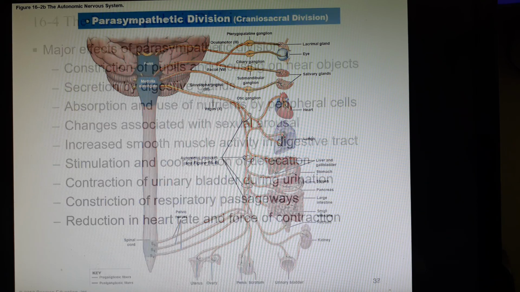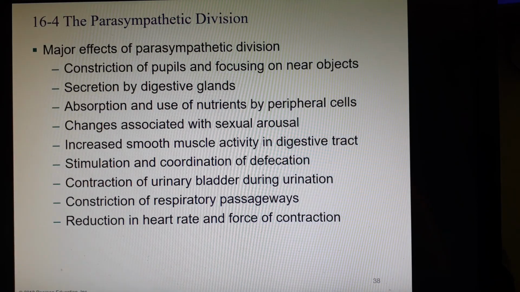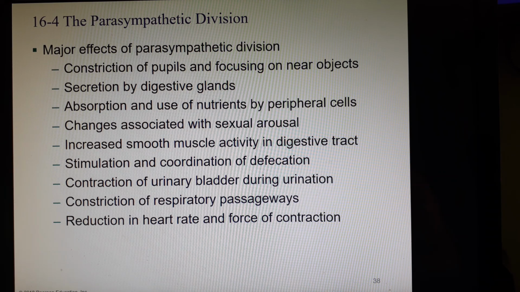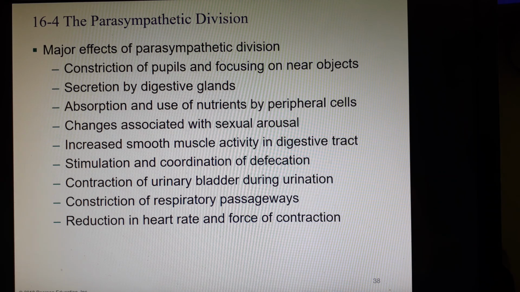Okay? So if you stimulate the parasympathetic division, you're going to see opposite effects of the sympathetic division. Instead of dilating pupils, you're going to see constriction of pupils, and you're able to focus on near objects. Your digestive system is going to be ramped up. So we're going to have more secretion by digestive glands. We're going to have more absorption of nutrients from the digestive system. We're going to have the early stages of sexual arousal controlled by the parasympathetic division.